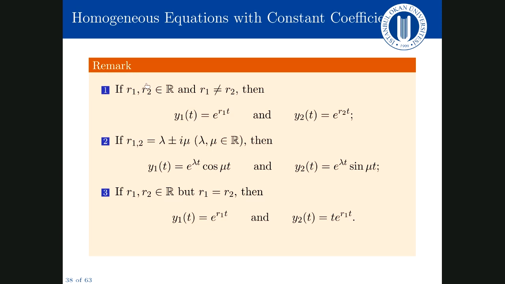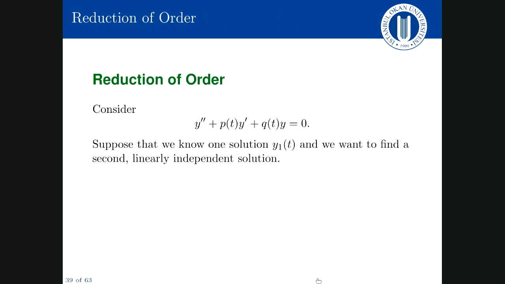If I give you a problem like this, you will need to remember the information on this slide. Reduction of order was something we spent time on. Consider y double prime plus p(t) y prime plus q(t) y is equal to 0. And suppose that we know one solution to this equation, and we want to find a second linearly independent solution. What do we do?